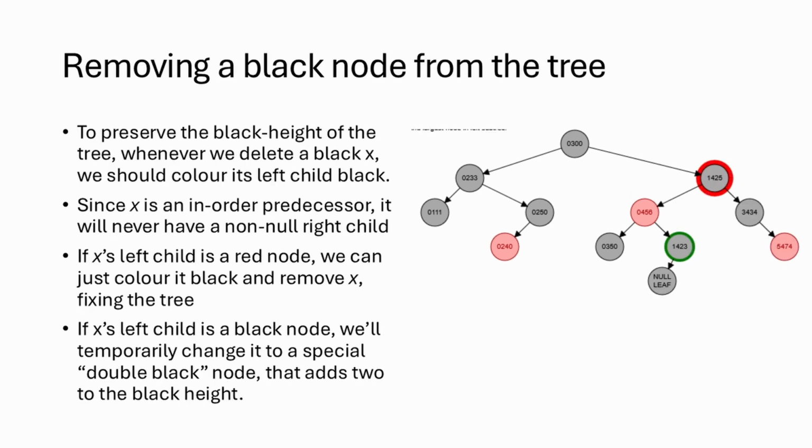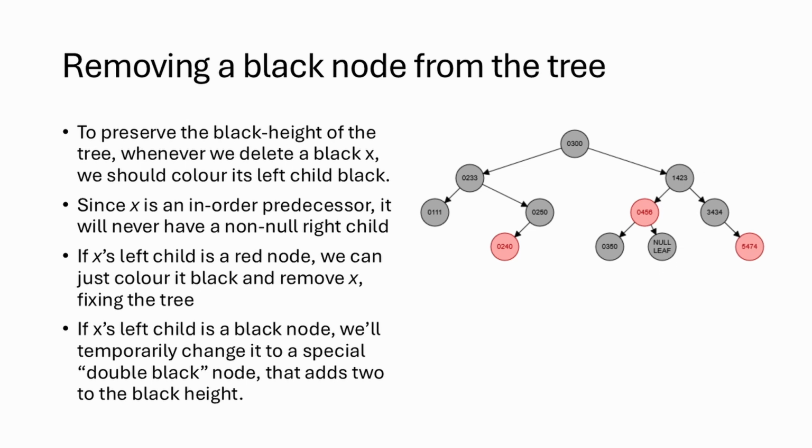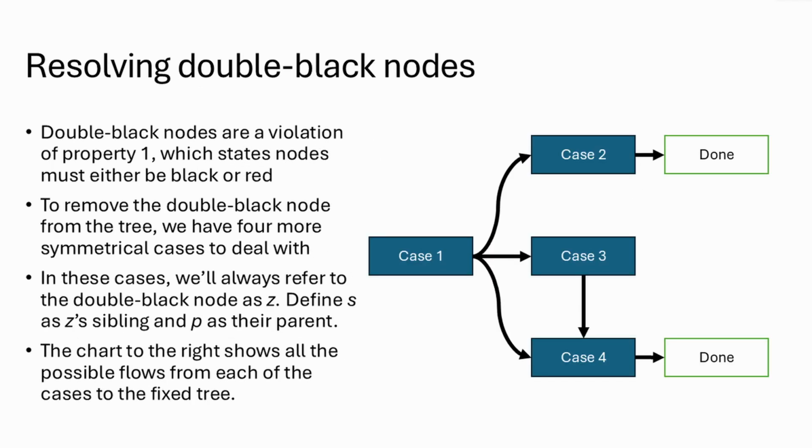So in a situation like this, when we remove node x, its child will become x's parent's child as normal. Then we're going to temporarily change that child to something called a double black node. A double black node adds 2 to the black height, which maintains property 5 of equal black height on all the branches. However, double black nodes are a violation of property 1, which states that nodes must either be black or red. So we need to fix the tree so that it no longer needs a double black node.